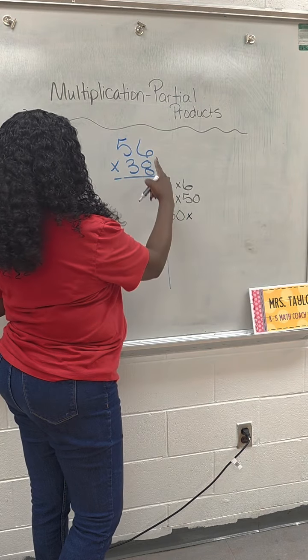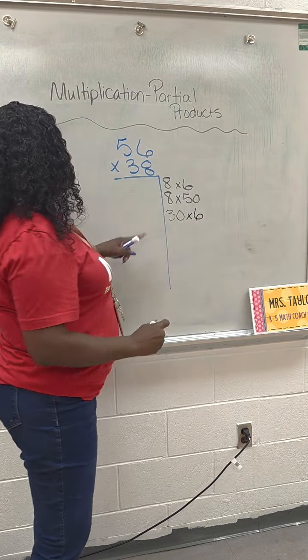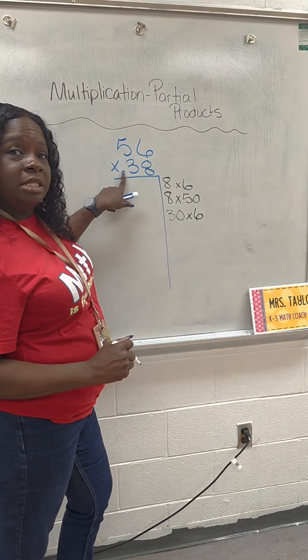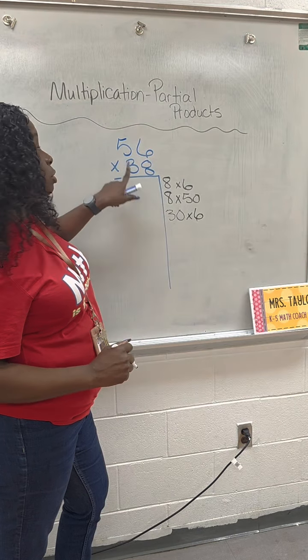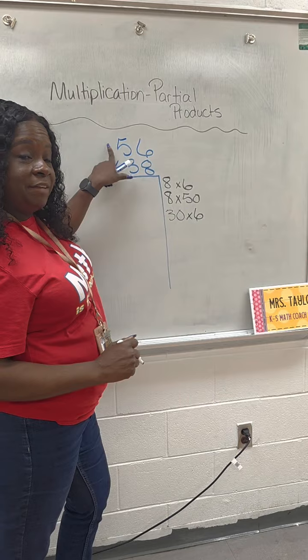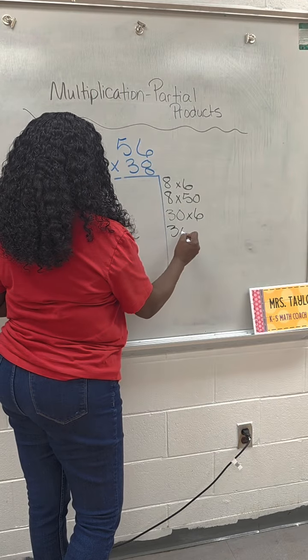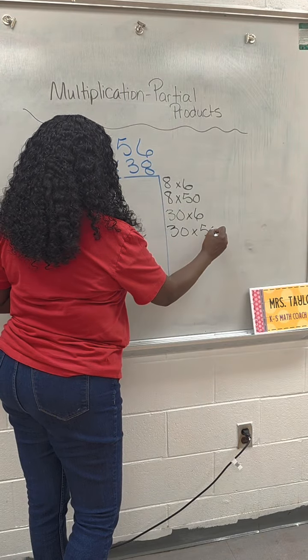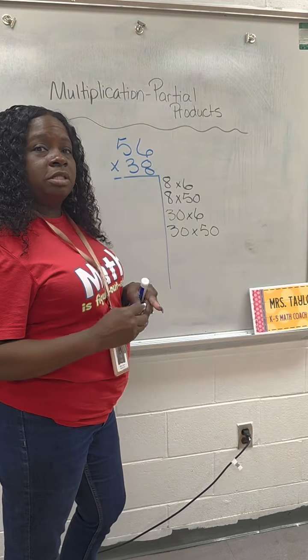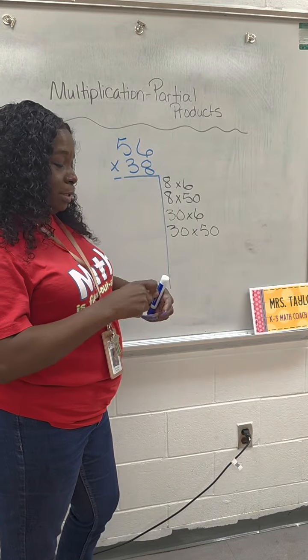30 times 6. Now, the 3 is in the tens place, and so is the 5. So that's 30 times 50. So here are my partial factors, and now we're going to solve the multiplication problem.